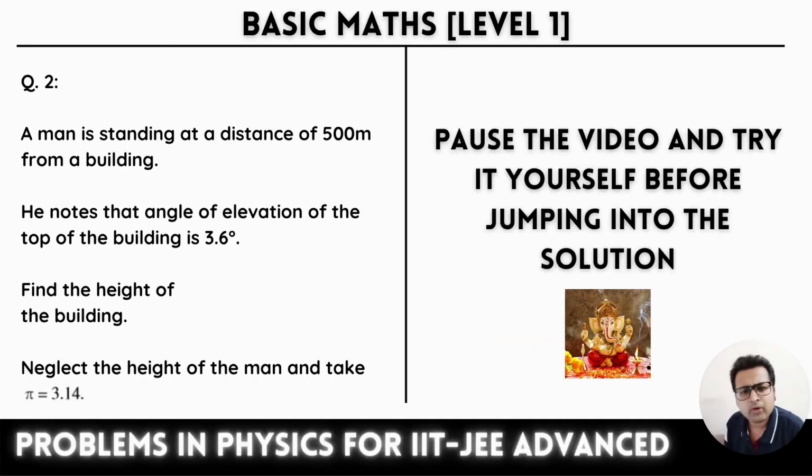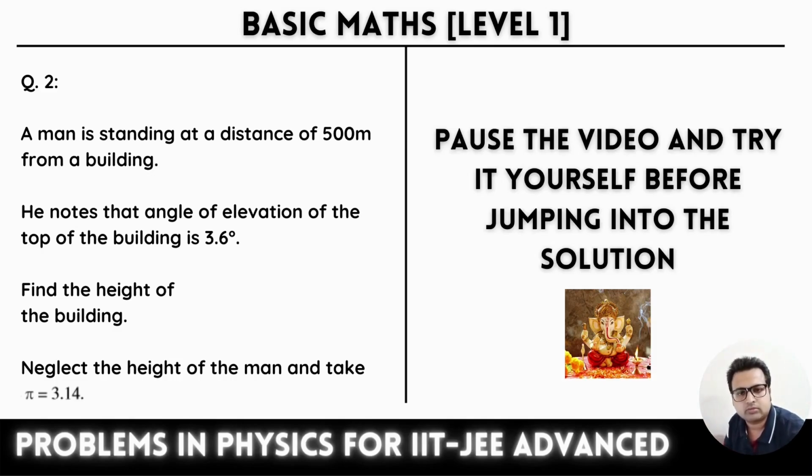Okay, so now let's jump into the second problem. A man is standing at a distance of 500 meters from a building. So there is a 500-meter tall building. Man is standing 500 meters apart from that building. He notes that the angle of elevation of the top of the building is 3.6 degrees. Find the height of the building. So we have to find the height of the building, neglect the height of the man, and take pi equal to 3.14. Definitely I want you to pause this video and try it yourself before jumping into the solution.